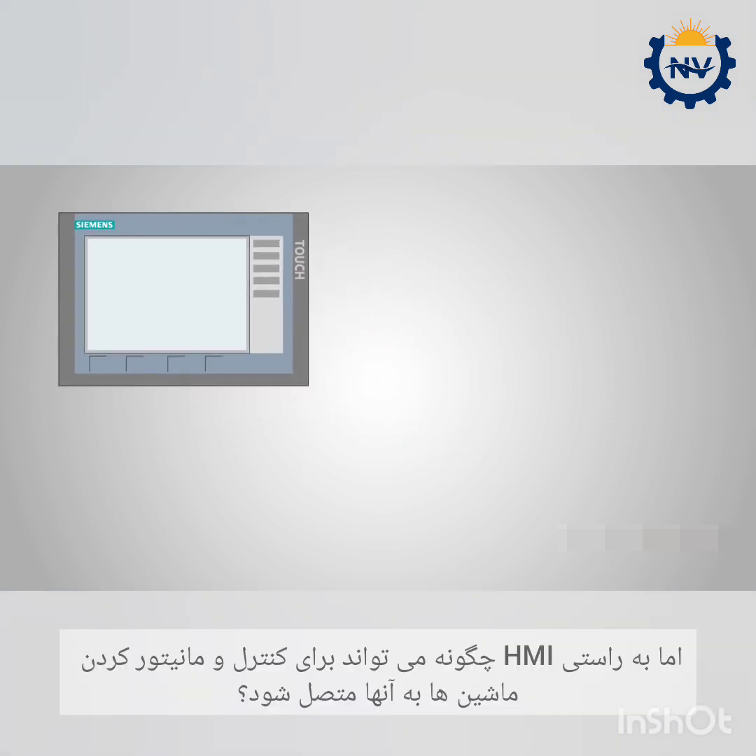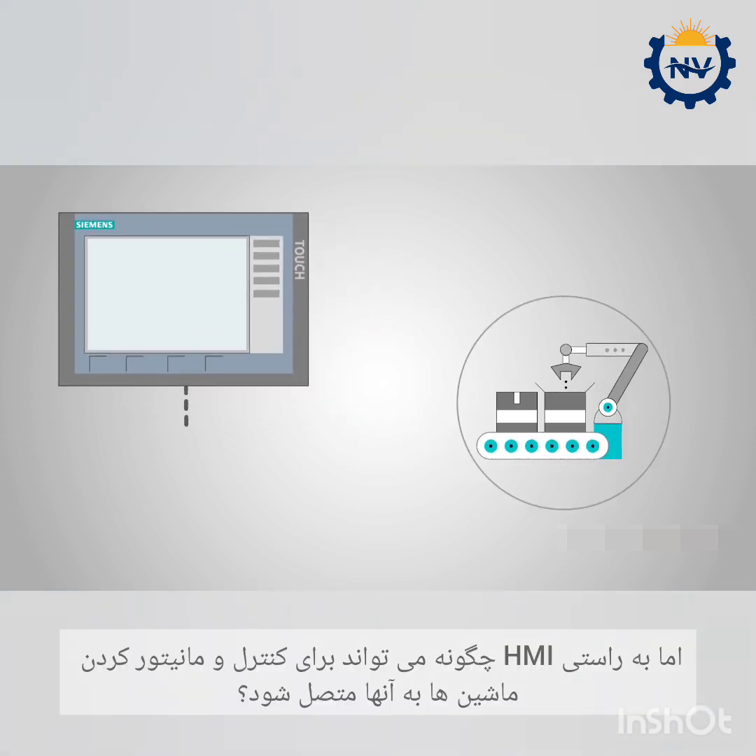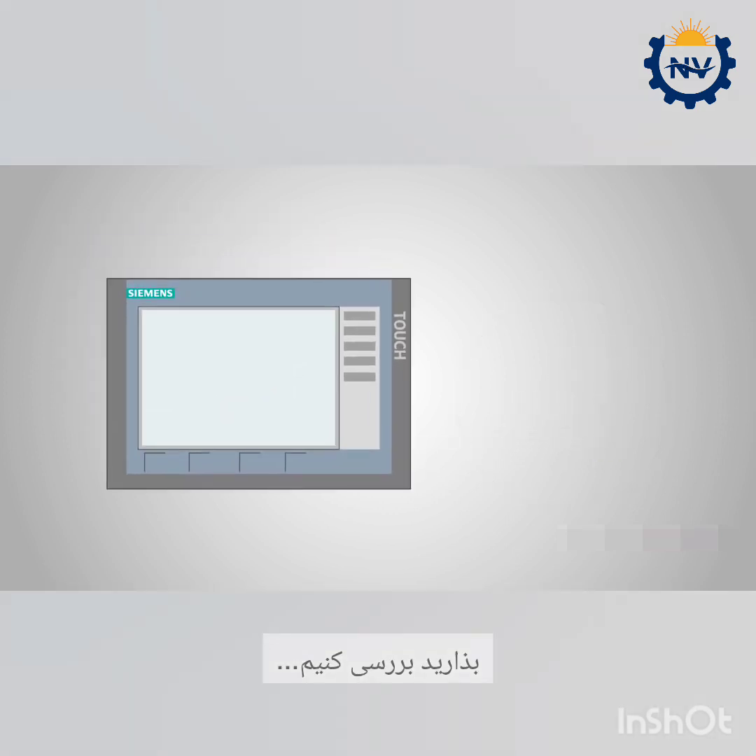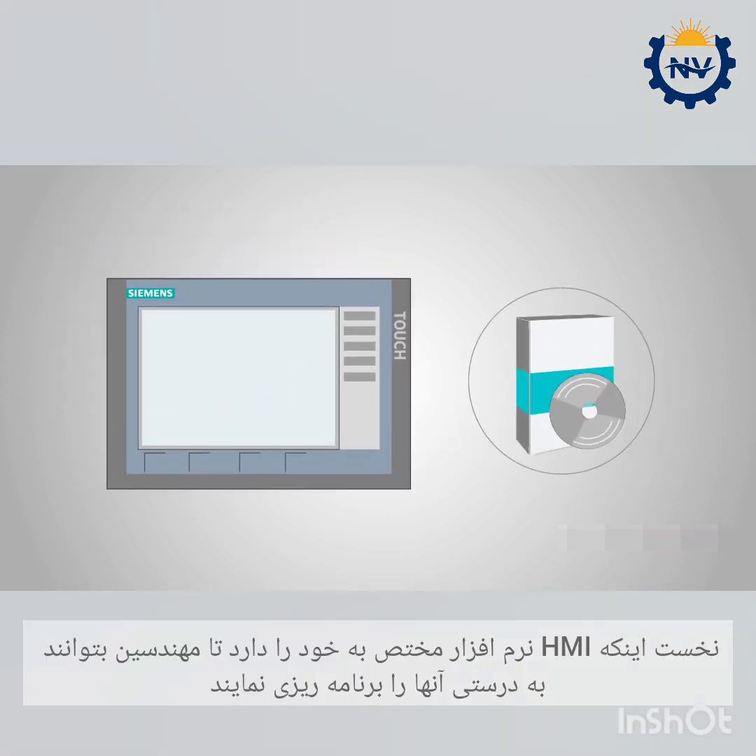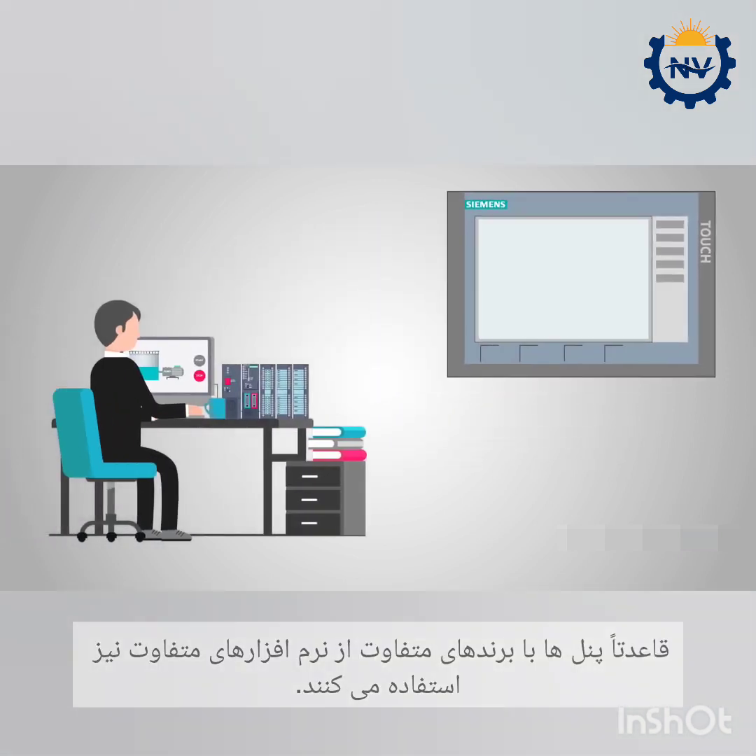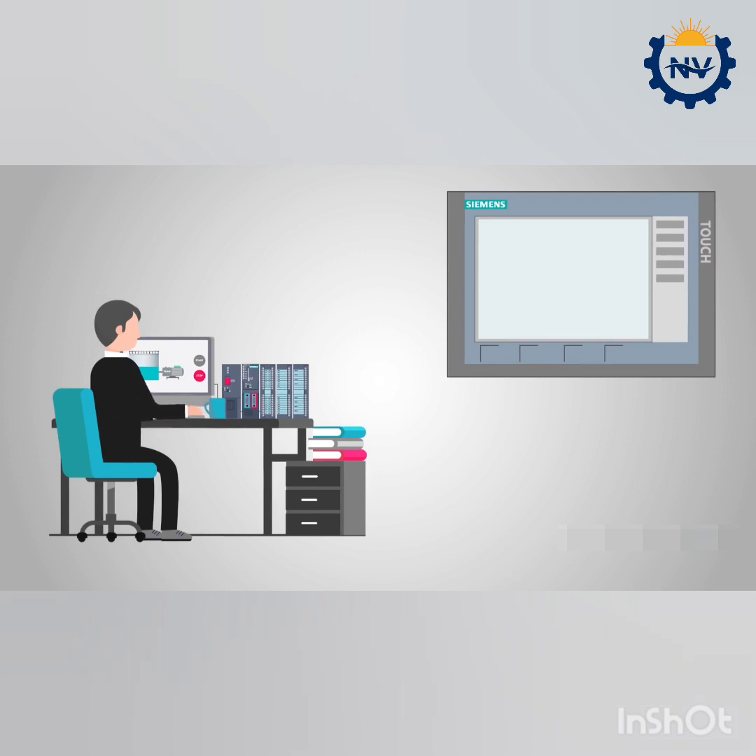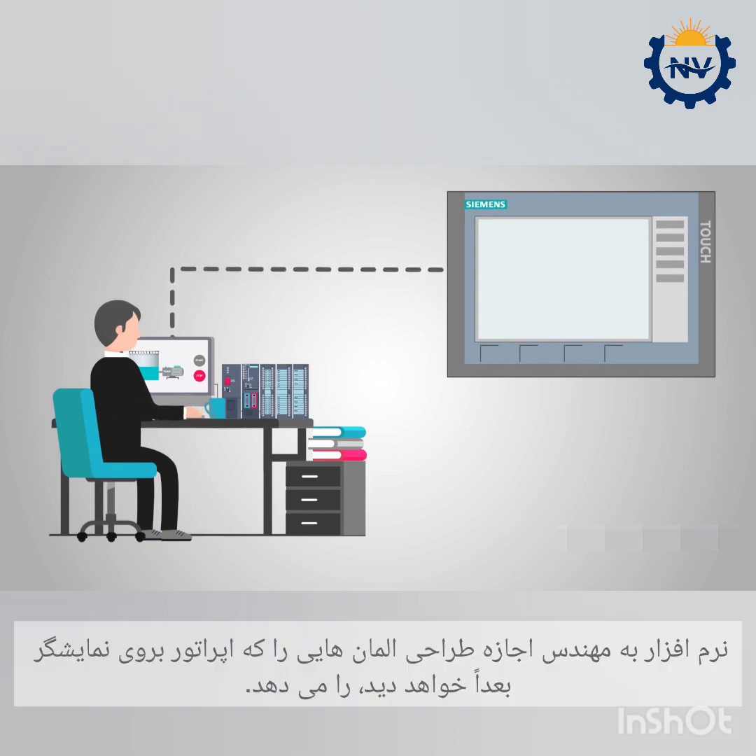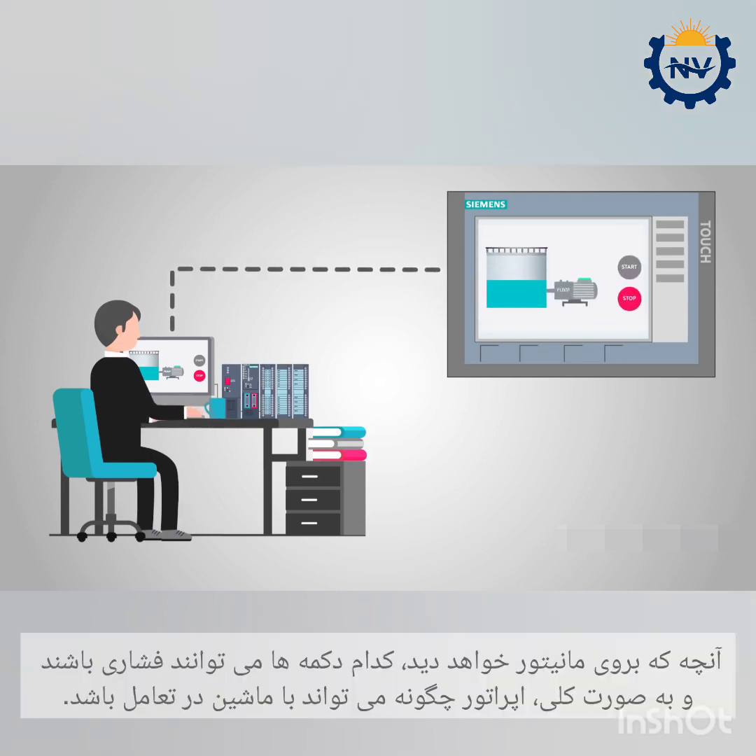But how does the HMI actually connect to the machine to be able to control and monitor it? Let's take a look. First, HMIs use special software, so engineers can program them correctly. Different brands of panels use different software accordingly. The software allows the engineer to design what the operator will actually see on the screen, what they can monitor on the screen, what buttons can be pushed, and how the operator can manipulate the machine.